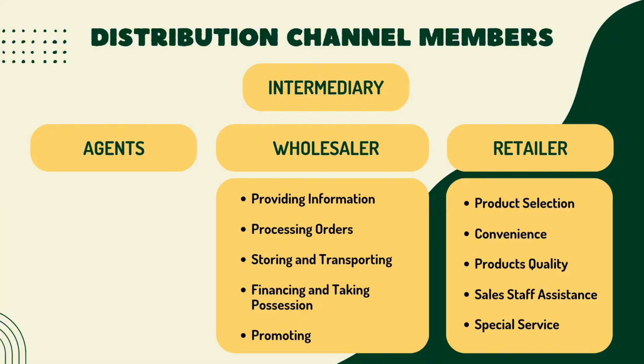Fourth is sales staff assistance, in which retailers have staff who can help customers with information about product features, uses, and store policies. This includes providing information about what the product is and how to use it. It is also answering questions about store policies, returns, exchanges, and so on.